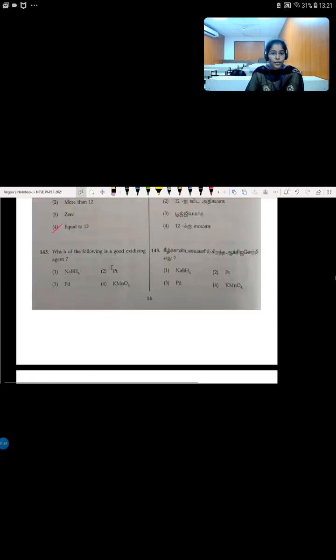Okay. Next, which of the following is a good oxidizing agent? Oxidizing agent is potassium permanganate. Potassium permanganate is a strong oxidizing agent. The remaining three, sodium borohydride, platinum and palladium, are strong reducing agents. So KMnO4 is the answer for that.